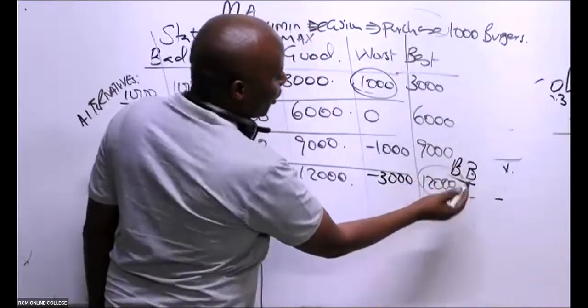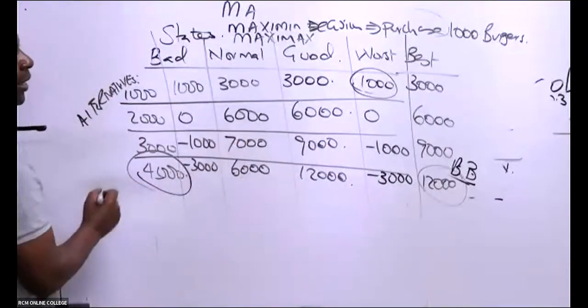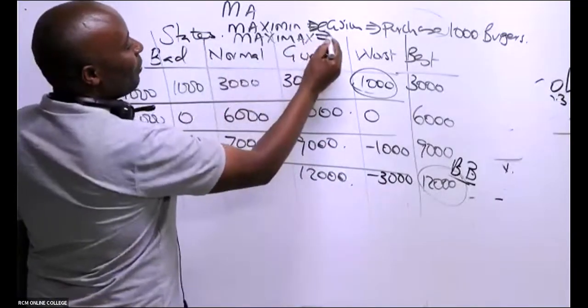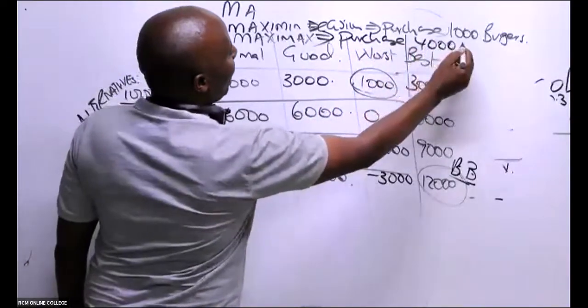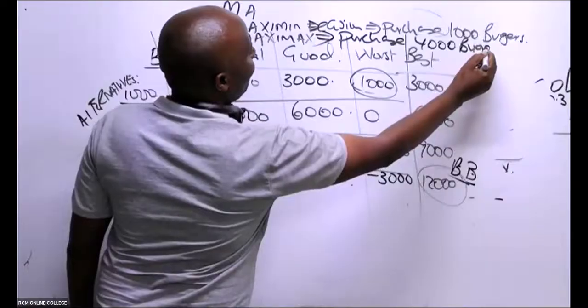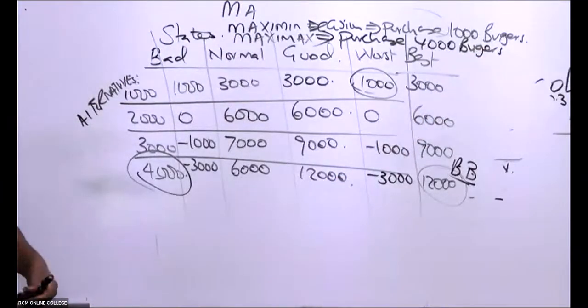And if you have advised this 12,000 is the best of the best, the corresponding quantity here is what we recommend. So maxi-maxi, purchase how many? Purchase 4,000 burgers. That's maxi-maxi.